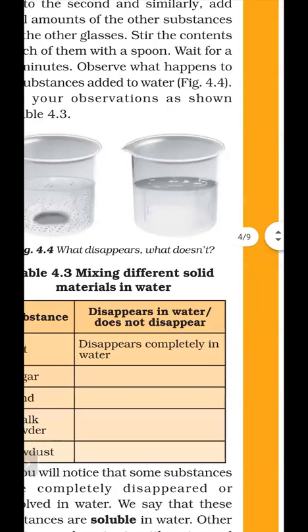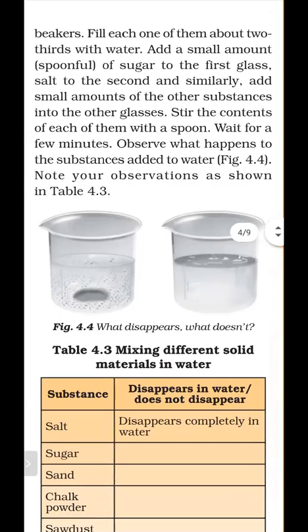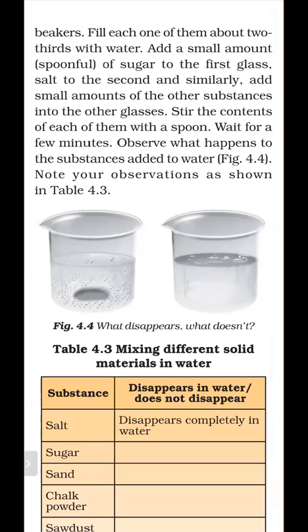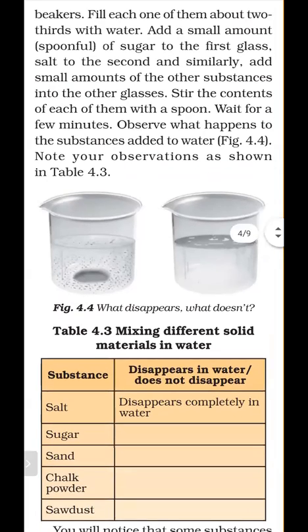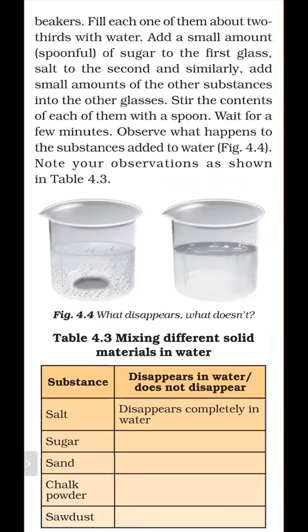We are taking 5 beakers and then we are adding water in each beaker about 2/3. We are filling 2/3 of the beaker with water. And then in the first beaker, we are adding a spoonful of sugar.